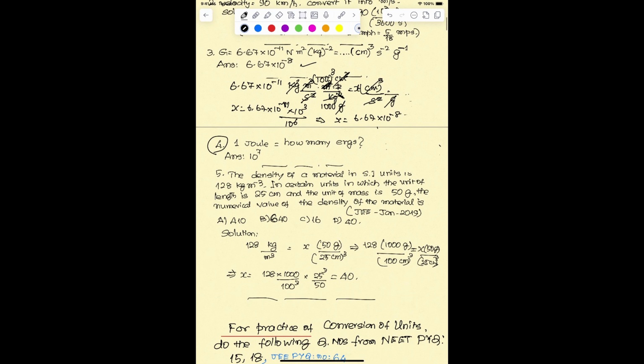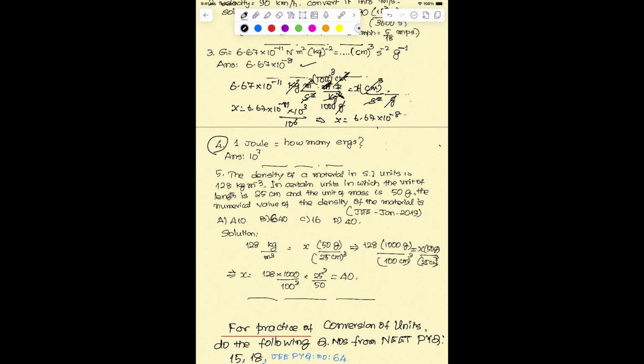Okay. Therefore, now similarly, you can actually try out this. 1 joule is how many ergs? Joule, of course, is SI unit or MKS unit, and ergs is a CGS unit. Therefore, how to convert, 10 power 7 it will come to. You can work it out, you can actually try it out.